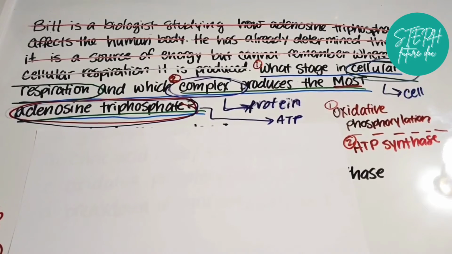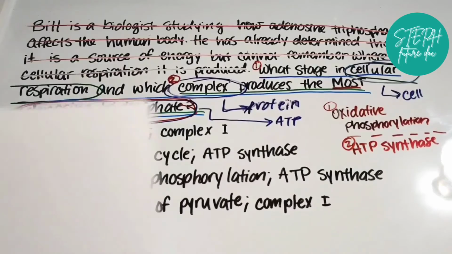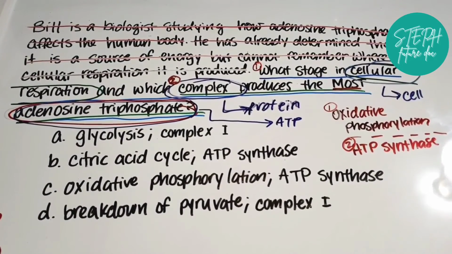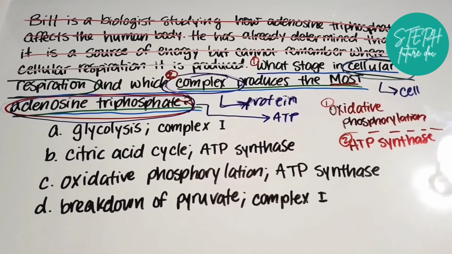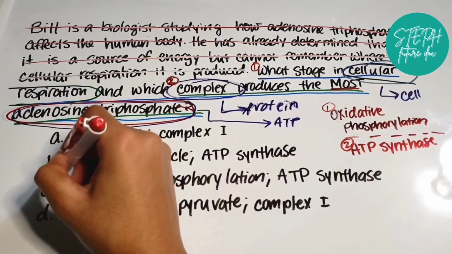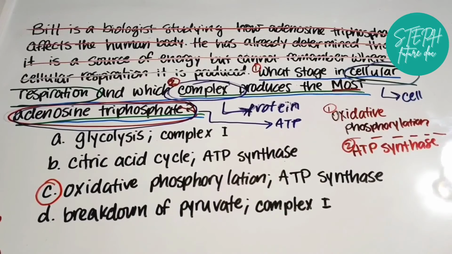Now that we've found the answers ourselves, we can take a look at the answers and see which answer is correct and matches our response. See, we have oxidative phosphorylation and ATP synthase, which matches up with the answer that we came up with. So we can confirm that C is the correct answer.